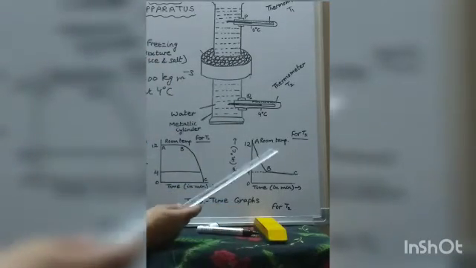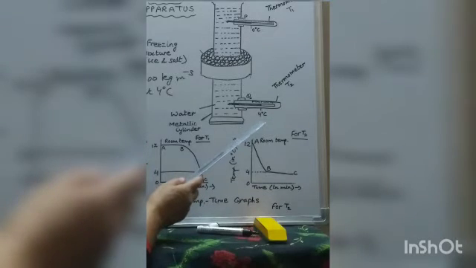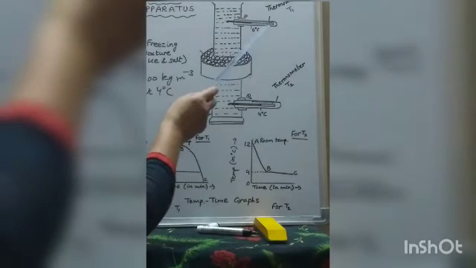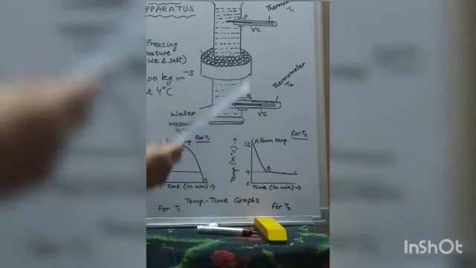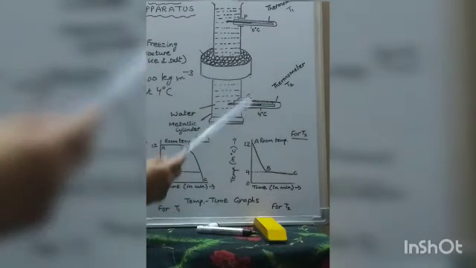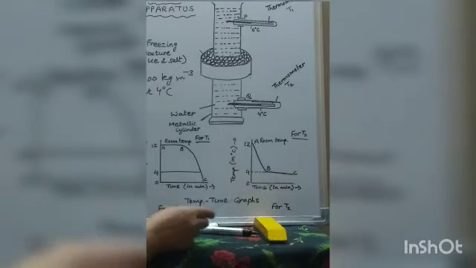Thus, T2 shows the temperature of 4 degrees Celsius and the upper thermometer T1 shows the temperature of water and ice at 0 degrees Celsius. So this shows the anomalous expansion of water, and these graphs indicate the change in temperature with time.